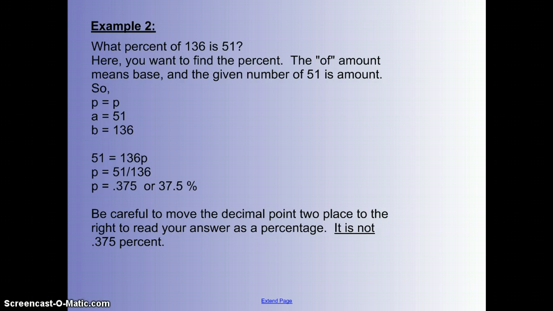That's 37.5%. Be careful in these problems to move the decimal point 2 places to the right to read your answer. That's the only way that you will know what the percentage is. It is not, and this is really key, 0.375%. It's either 0.375 or 37.5%.